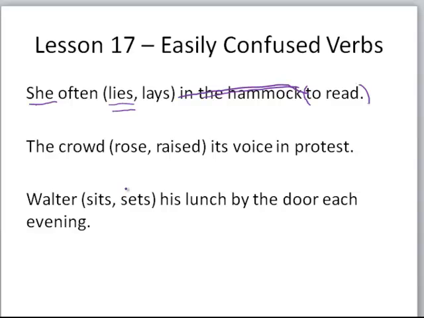That one's all done. The next one is the crowd rose or raised its voice in protest. To rise means to go up without help, and to raise means to go up with help. To raise most times requires a direct object. We have a prepositional phrase right there. The crowd rose or raised its voice. Here's our subject. And the crowd rose its voice or the crowd raised its voice. We do have a direct object right here.